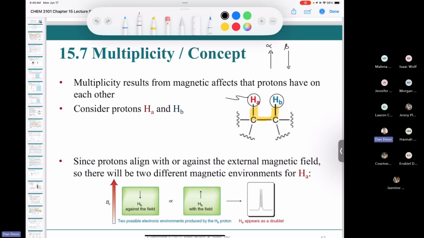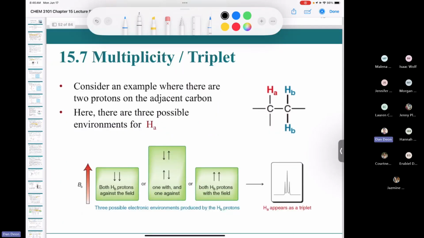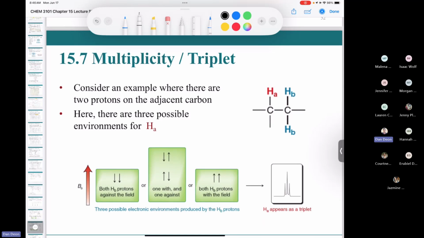This is the N+1 rule. The N+1 rule is neighbors plus 1. So if we look at HA, how many protons are next door or are neighbors to HA? The answer is 1. So what's 1 plus 1? 1 plus 1 is 2, and that is why we get a doublet. Okay, now what if you have two neighbors? Well, based off of that rationale, what would I see for HA? I would see N+1, neighbors plus 1. How many neighbors? It's got 2, 1, 2 HB protons. So I'd say 2 plus 1, which gives me 3, which would mean a triplet.